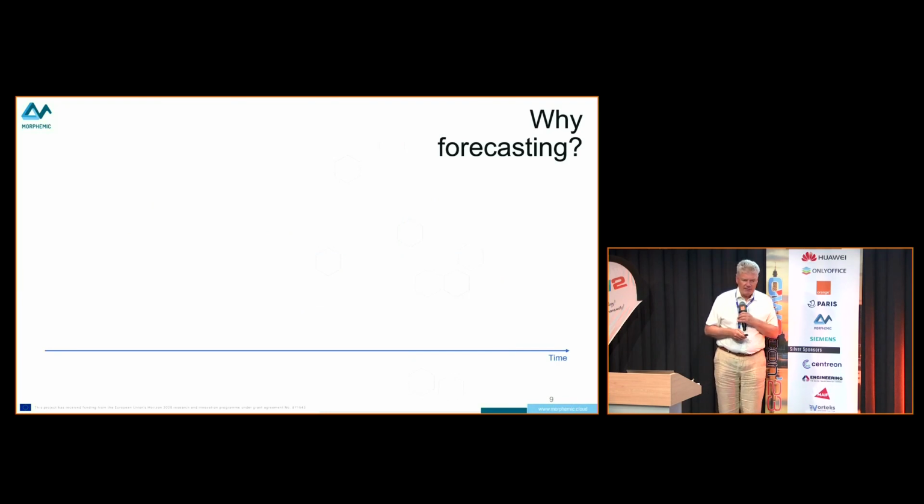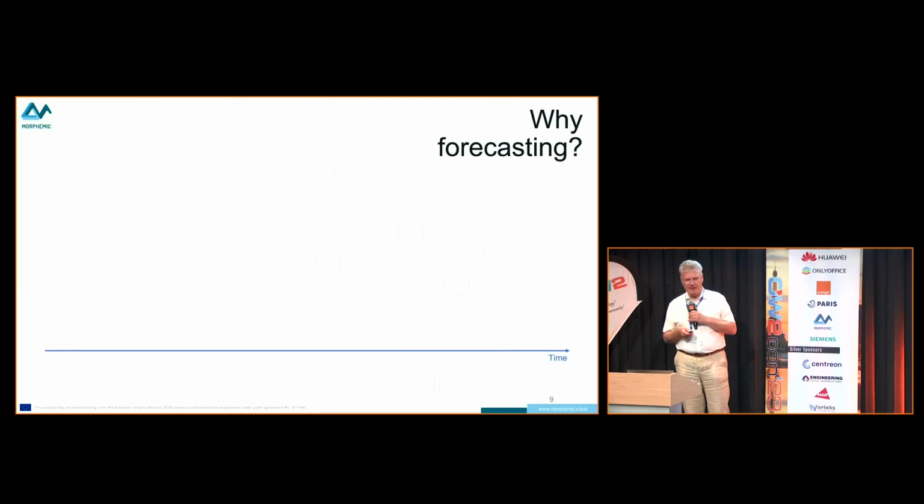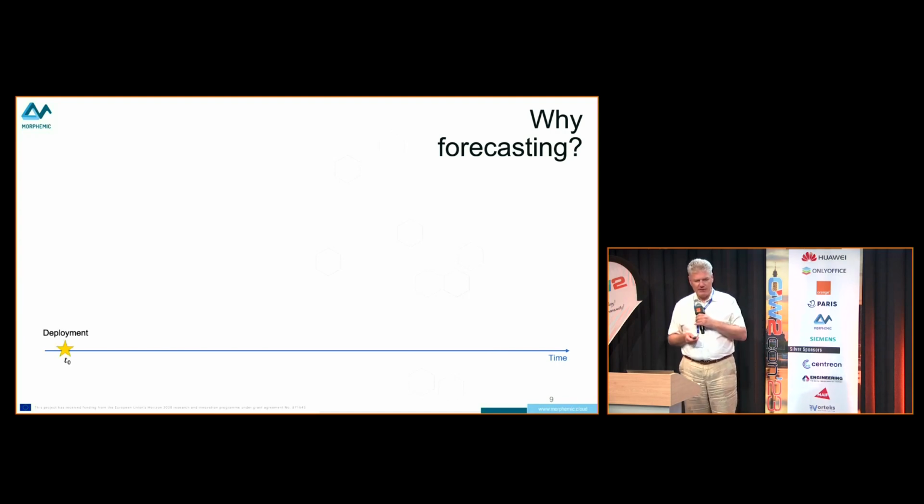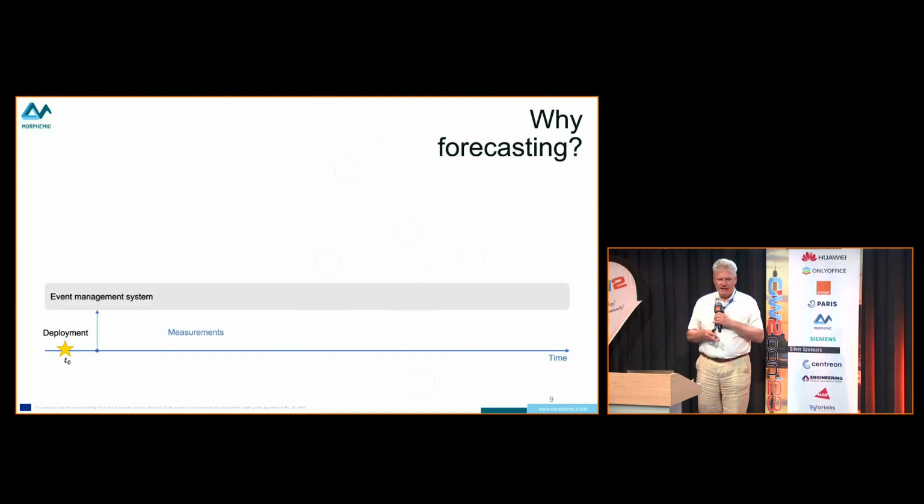Now, we have introduced MORPHEMIC forecasting to this optimization loop. And why do we do that? Because in the cloud, we know that things take time. So you do the deployment at time 0, and then we have an event management system that records the measurements as they come in from the application.